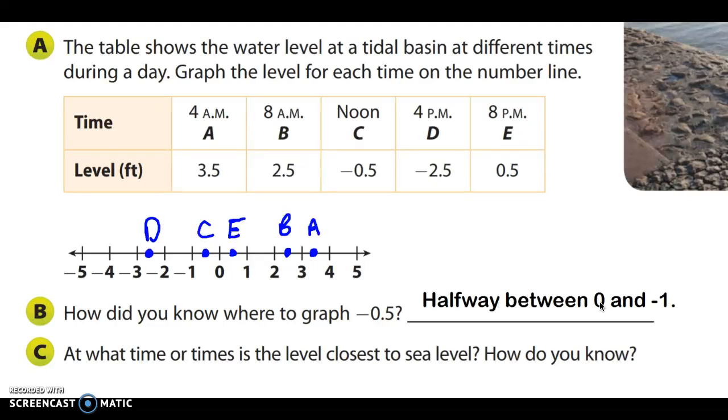Question C, I'm going to go ahead and do this without moving it up. I'll move it up in a minute. At what time or times is the level closest to sea level, and how do you know? So let's go check out sea level. Do you remember from the directions above that sea level is 0? So what I'm going to do here is go find sea level, and sea level is right here.